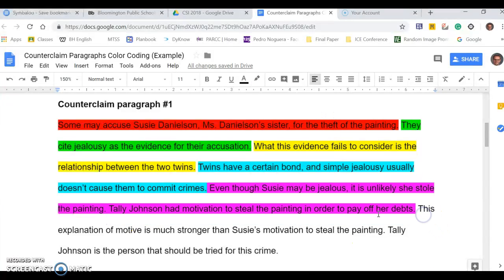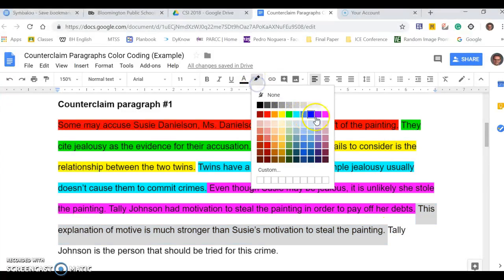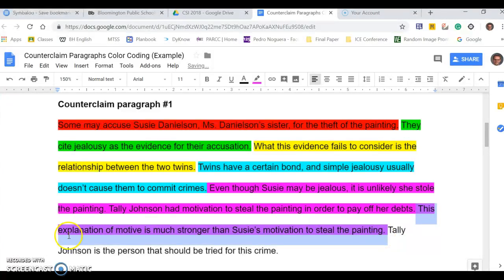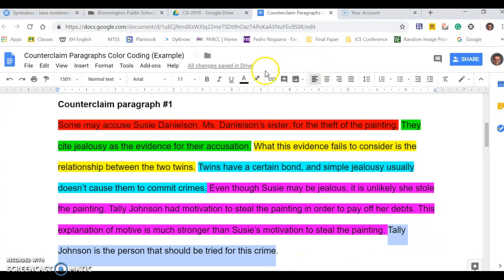Next one says, this explanation of motive is much stronger than Susie's motivation to steal the painting. Again, another sentence that's kind of talking about the better way of thinking. And finally, Tally Johnson is the person that should be tried for this crime. Again, more information about why that is the better way of thinking.